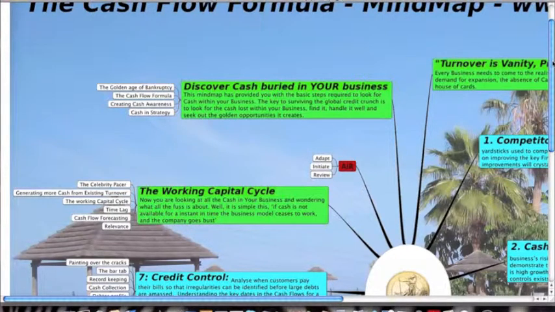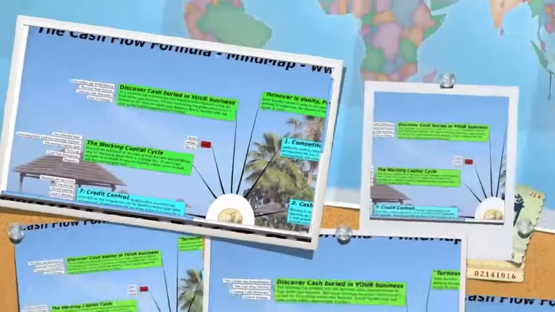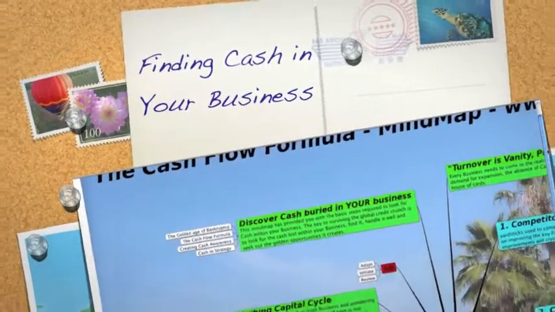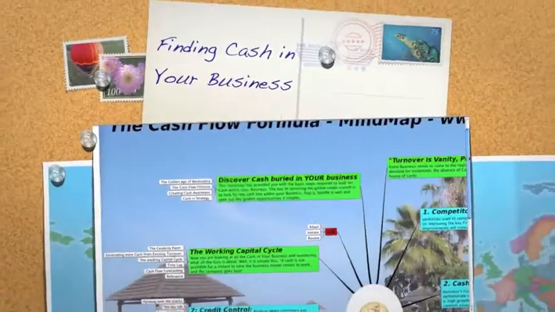This mind map has provided you with the basic steps required to look for cash in your business. The key to surviving the global credit crunch is to look for cash lost within your business. Find it, handle it well, and seek out the golden opportunities it creates. And that's what the cash flow formula is all about.